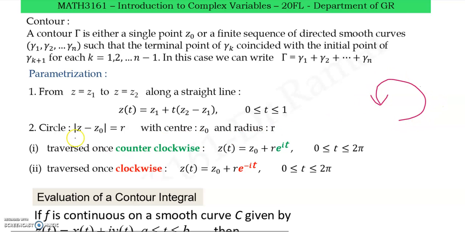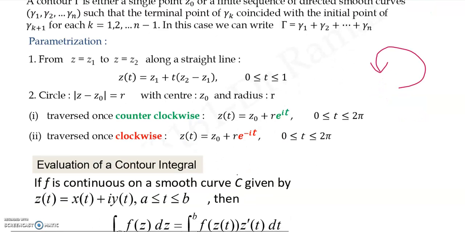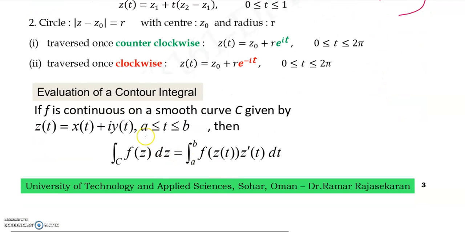Okay. Suppose a circle is traversed once clockwise, then what is z of t? Here a small change is that you have to change the exponential part from positive to negative, that is z of t is equal to z0 plus r e to the power minus it. Here z0 is the center and r is the radius of the circle. Okay. Now how to evaluate the contour integral?